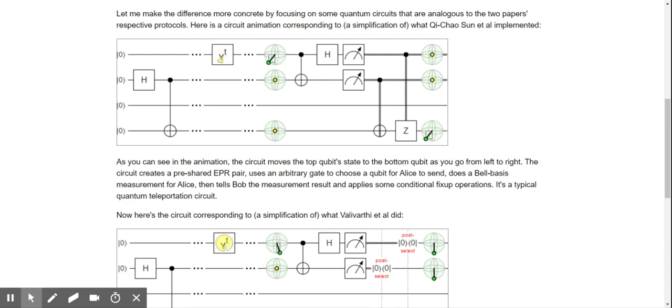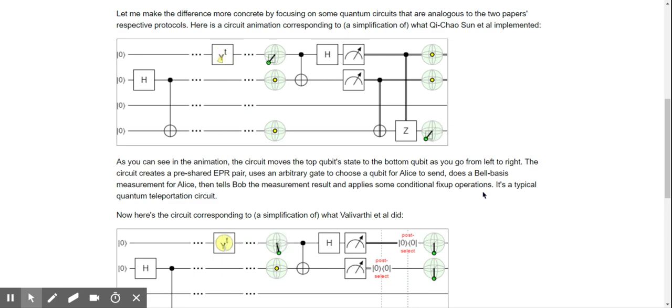As you can see in the animation, the circuit moves the top qubit state to the bottom qubit as you go from left to right. The circuit creates a pre-shared EPR pair, uses an arbitrary gate to choose a qubit for Alice to send, does a Bell basis measurement for Alice, and then tells Bob the measurement result, and Bob applies some conditional fix-up operations. It's a typical quantum teleportation circuit.